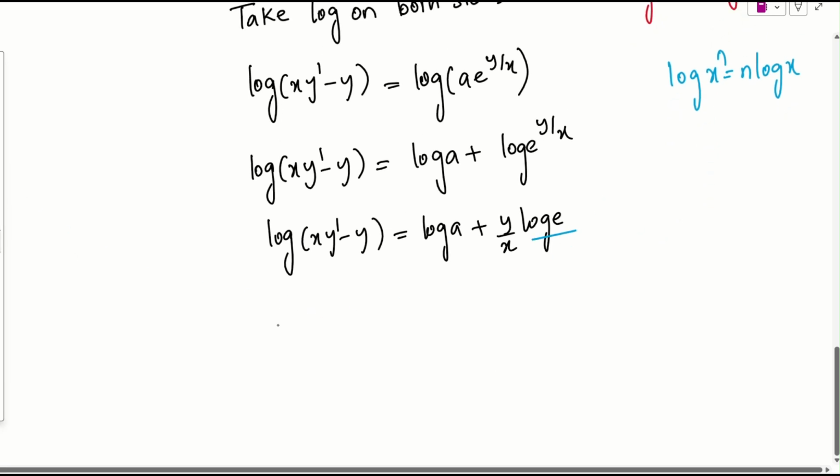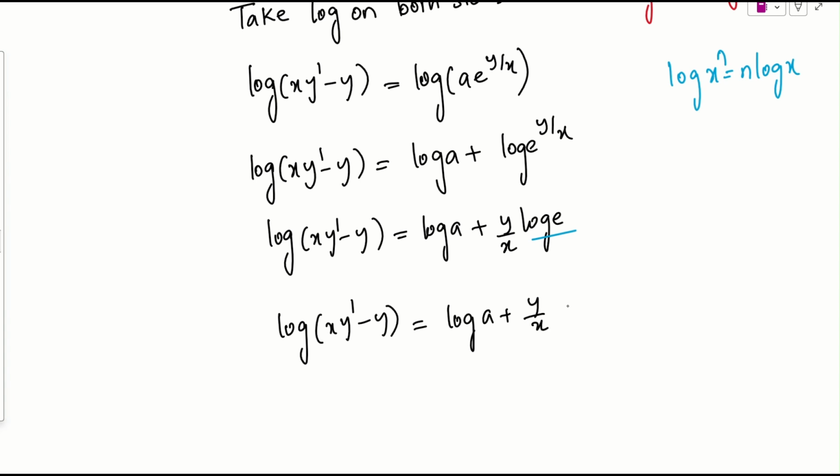Let me write that also. So log of x y dash minus y is nothing but log a plus y by x. Any doubts? I think no doubts up to here. So now what should we do? We want the double derivative.